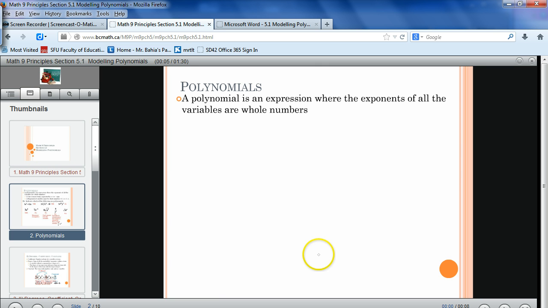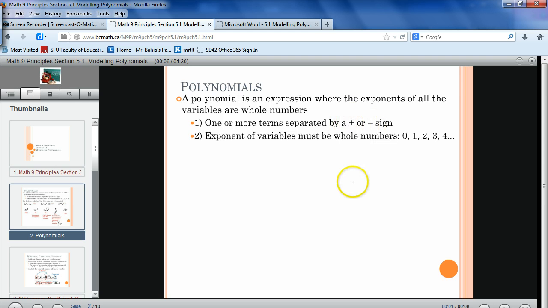A polynomial is an expression. An expression, remember, is an algebra sentence without an equal sign. So it's an expression where the exponents are whole numbers, and the terms are separated by a positive or a negative sign. And the exponents must be whole numbers. So here's what I'm talking about. Which of the following would be polynomials according to the rules that I just told you up here?